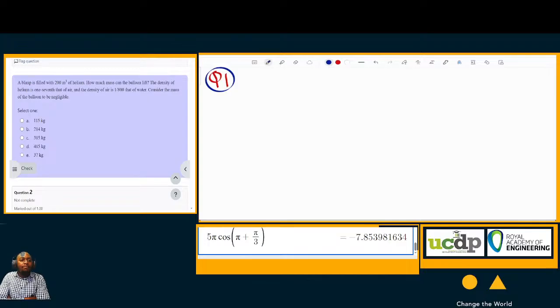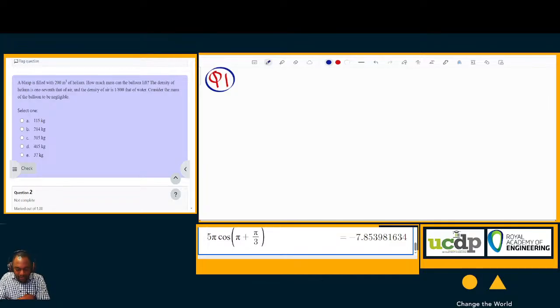So it says a blimp is filled with 200 cubic meters of helium. How much mass can the balloon lift? The density of helium is 1/7 that of air, and the density of air is 1/8 of that of water. Consider the mass of the balloon is negligible.